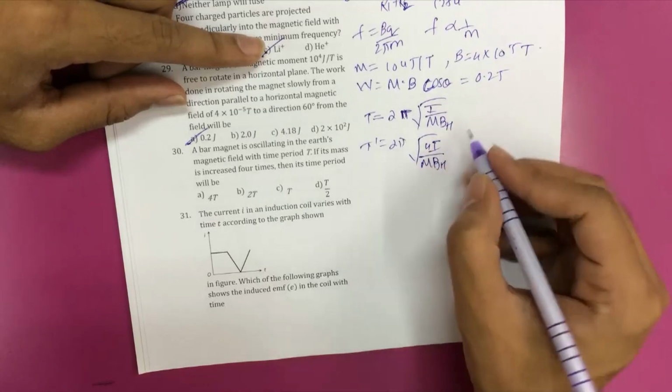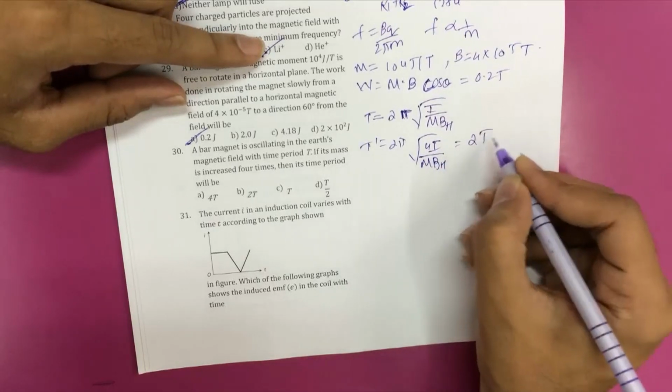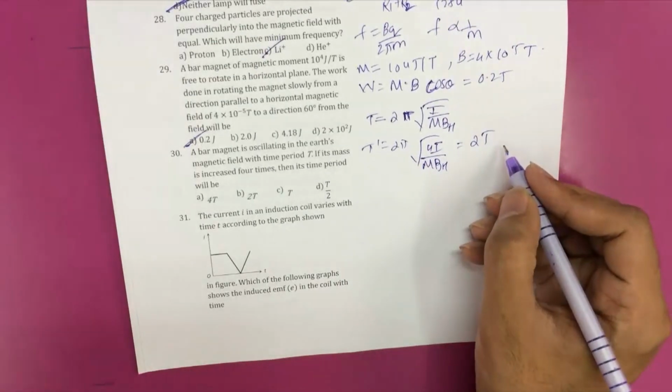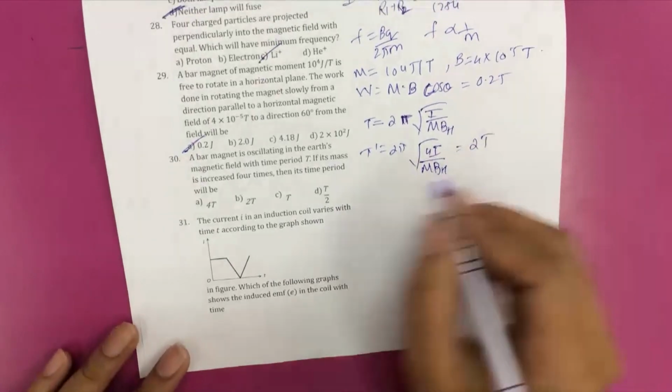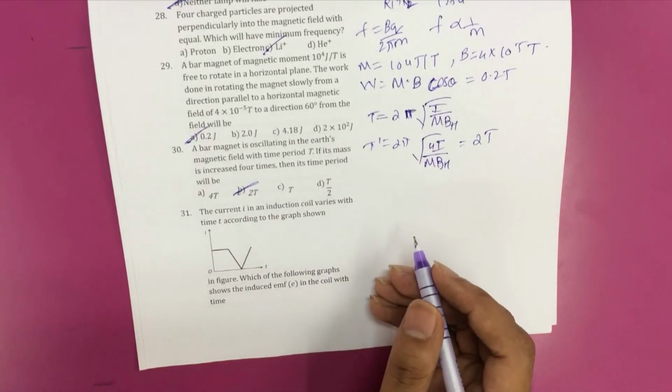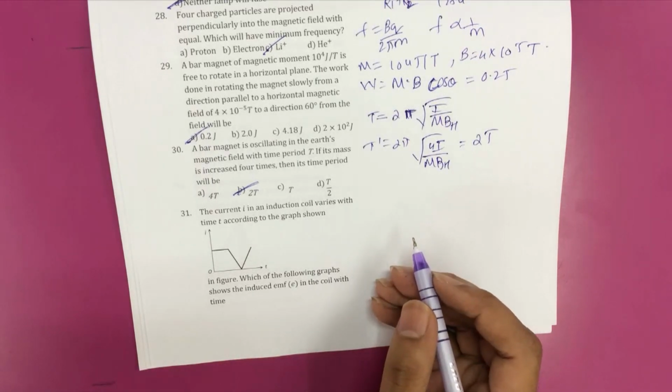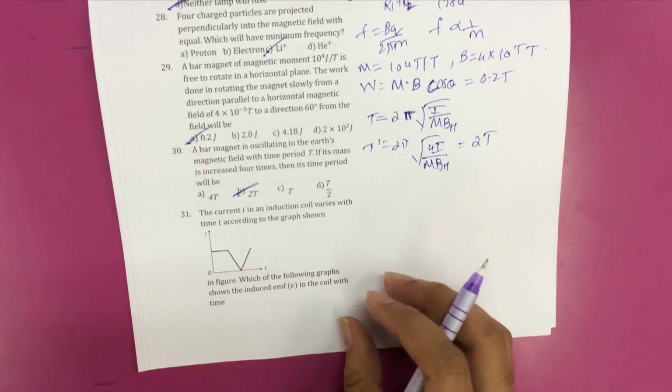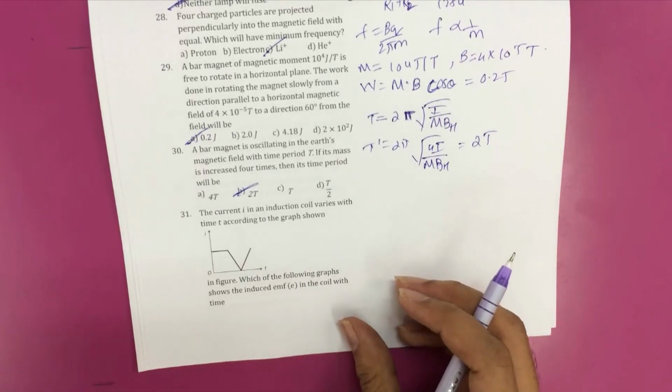Now root of 4 will be 2, so T dash will be equal to 2 times the original time period. The correct answer is option B. Question 31. The current I in an induction coil varies with time t according to the given graph. Which of the following graphs shows the induced EMF E in the coil with time t?